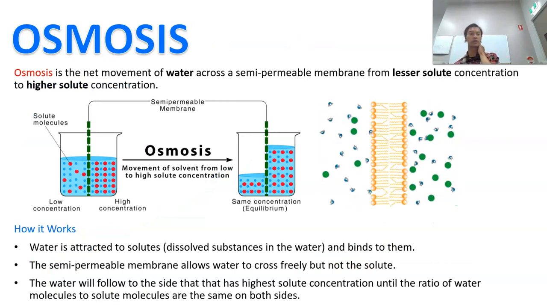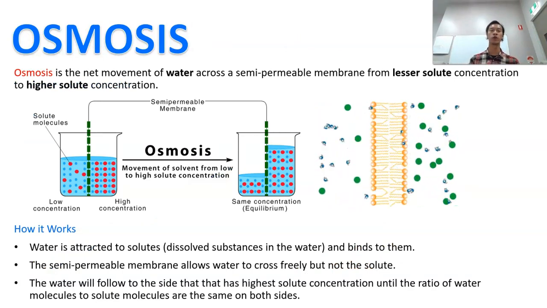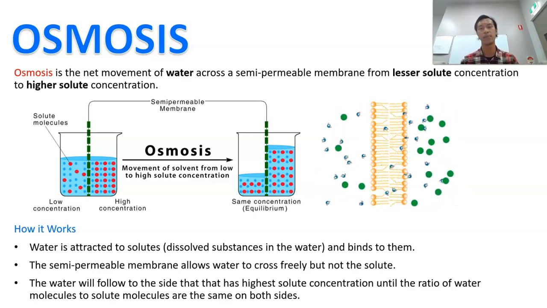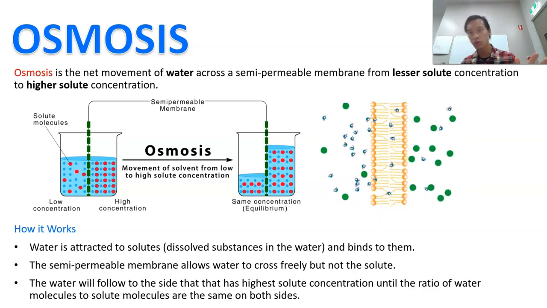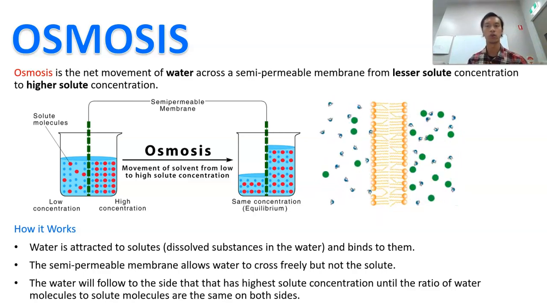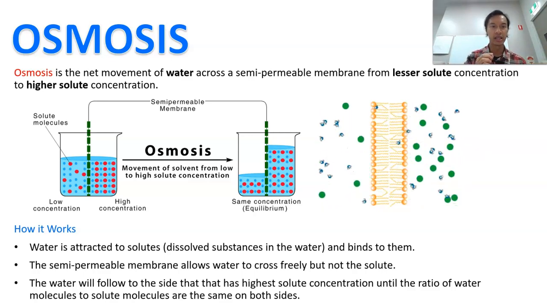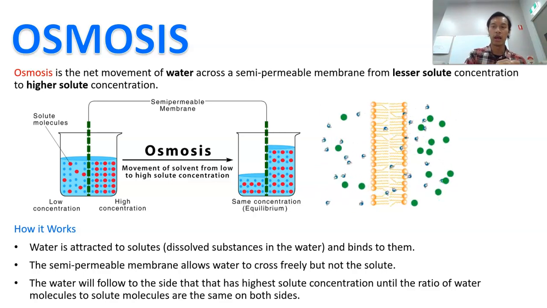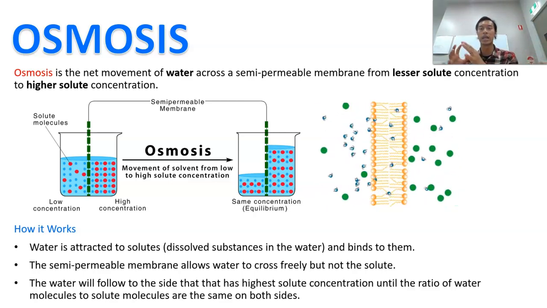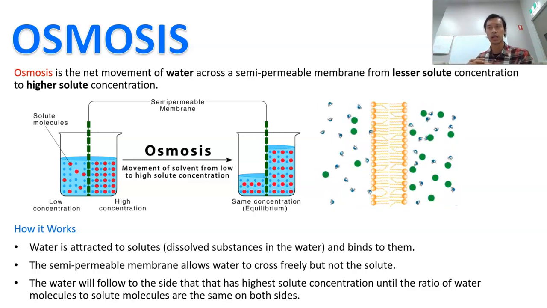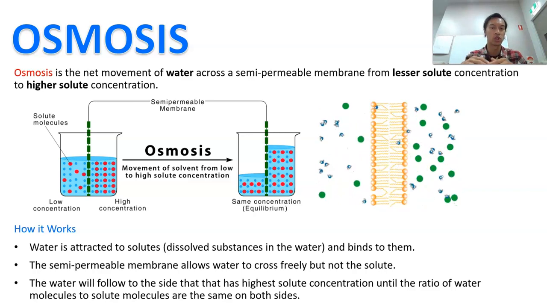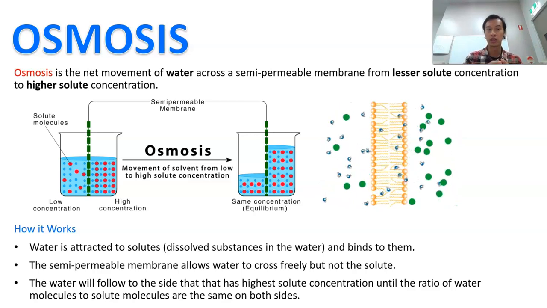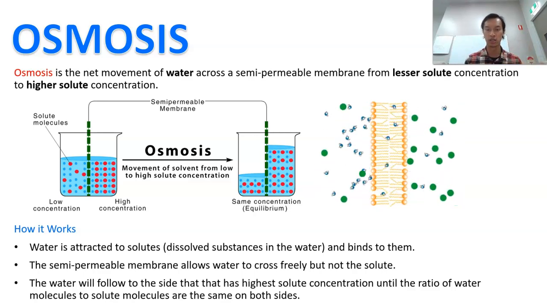Now, let's take a look at osmosis. Osmosis is a special type of transport. Osmosis is specifically the net movement of water, and only water, across a semi-permeable membrane from lesser solute concentration to higher solute concentration. Notice the wording is a little bit different. Osmosis is when water moves from where there are few solutes to where there are a lot of solutes. You would have learnt probably a long time ago that the solute is the material that is dissolved in the water. The solvent is the water itself, and the whole thing is called a solution.